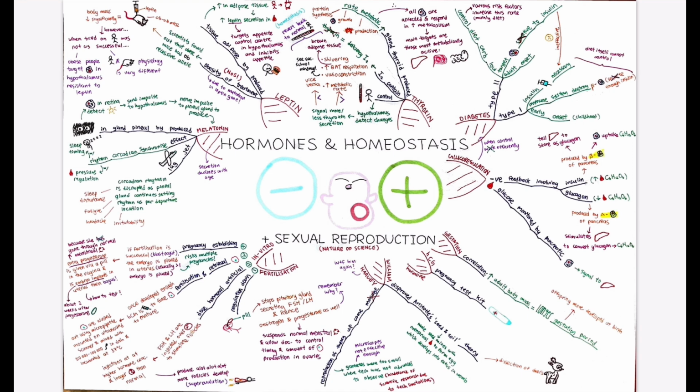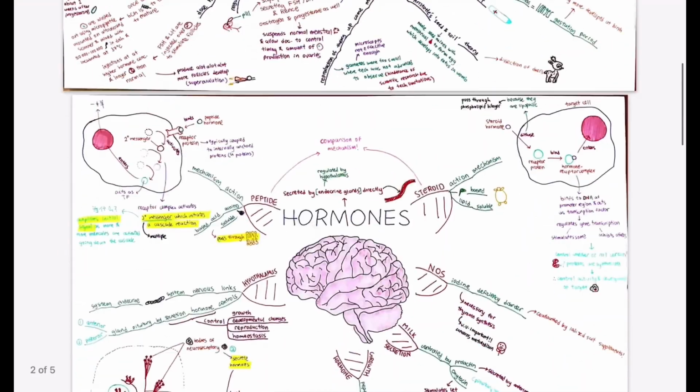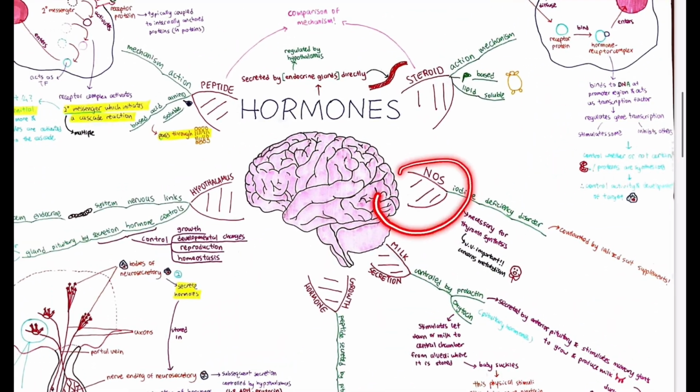A last thing to note about thyroxin is that it contains iodine. Therefore, when a person has iodine deficiency, there will be effects on thyroxin production and hence effects on regulation of metabolism. This is the nature of science component that you have to know, where this deficiency disorder is commonly combated by means of iodized salt supplements.